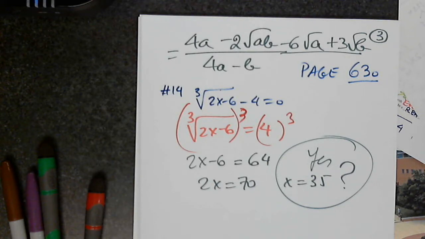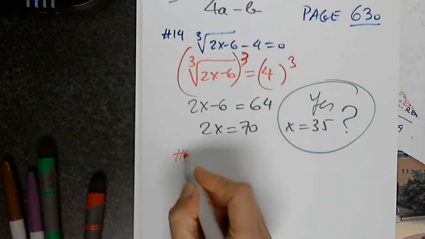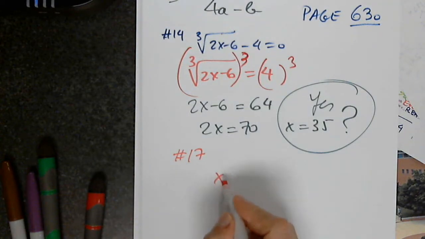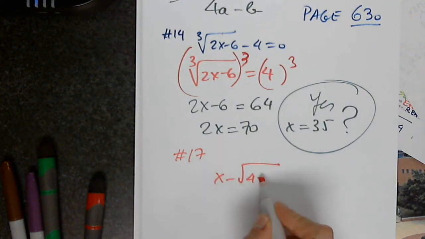Okay, so let's look at 17. And I'll let you choose. If you have your book or if you would like to choose, please let me know.